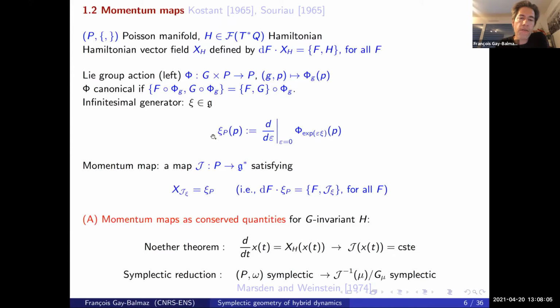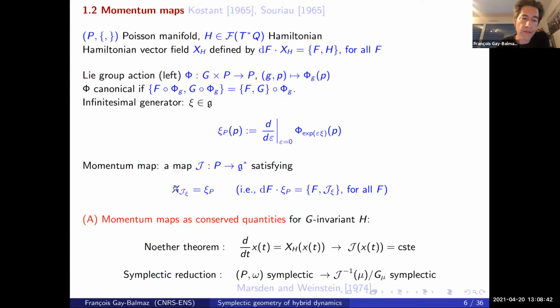From this action, you can form the infinitesimal generator, which is just the derivative of the action with respect to the group at the identity. The momentum map is a map from the phase space to the dual Lie algebra satisfying this relation. Let me explain this in more detail. This relation means that the Hamiltonian vector field associated to this map, when it is paired with some Lie algebra element, which I denote J_ξ, right?